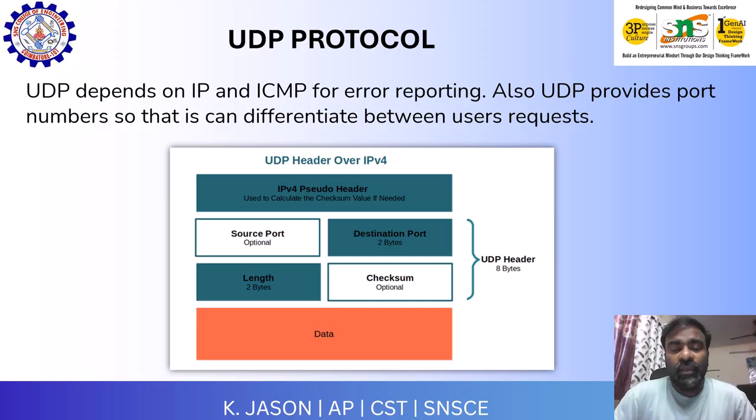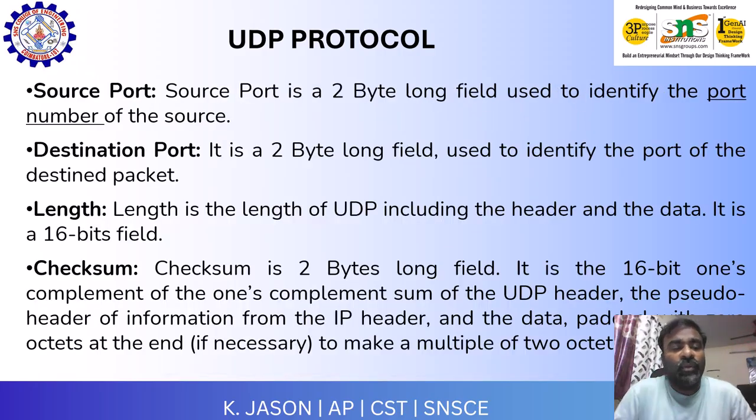These are the basics. Now we have to know the source port address. Source port is a 2-byte long field used to identify the port number. Destination port is a 2-byte long field used to identify the port of the destination packet. Length is the length of the UDP header and data. Checksum is a 2-byte long field, the 16-bit complement of the one's complement sum of the UDP header, the pseudo header of information from the IP header, and the data padding. It is a virtual packet.